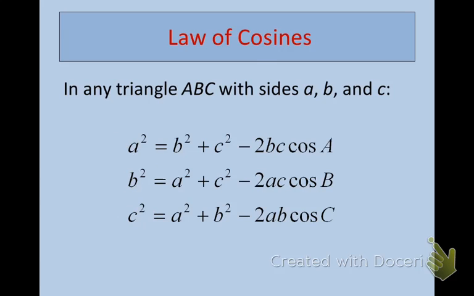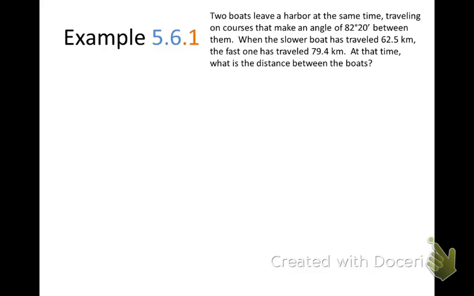Okay, so let's take a look at an example. Yes, you will have some word problems, so let's practice them. This is actually quite a simple drawing. You've got two boats leaving the same harbor at the same time, traveling on courses that make an angle of 82 degrees and 20 minutes between them. They're just traveling in a straight line in those directions from each other. When the slower boat has traveled 62.5 kilometers, the fast one has traveled 79.4 kilometers. At that particular point in time, what is the distance between the boats?